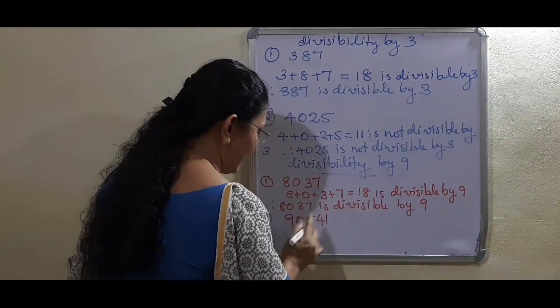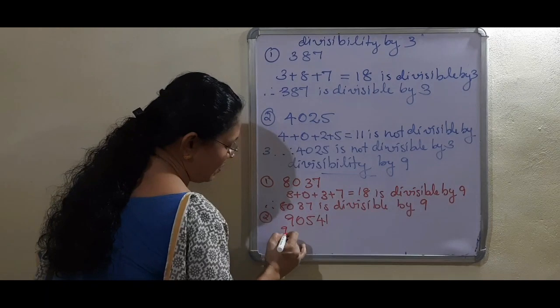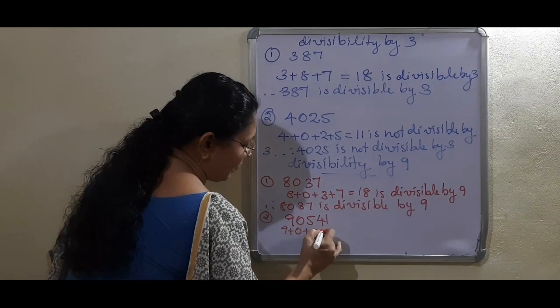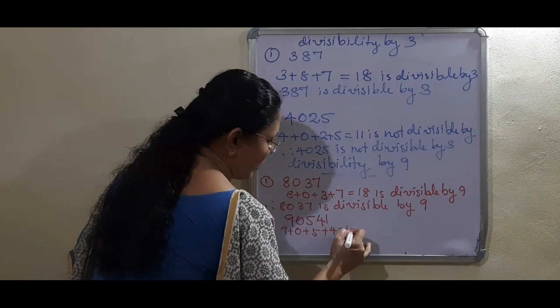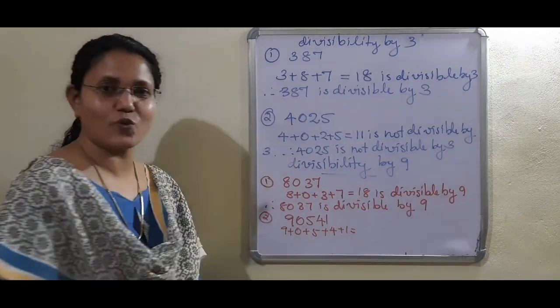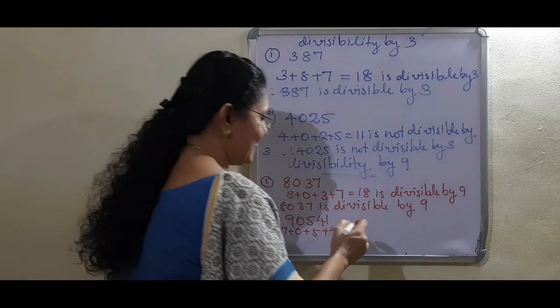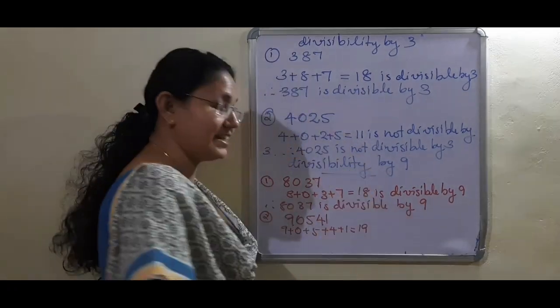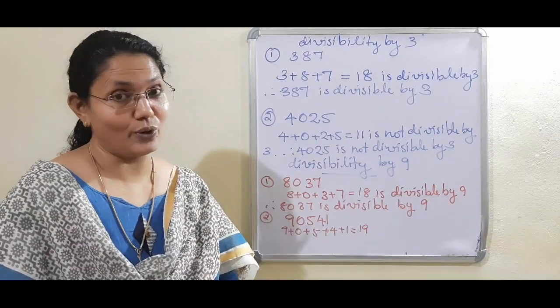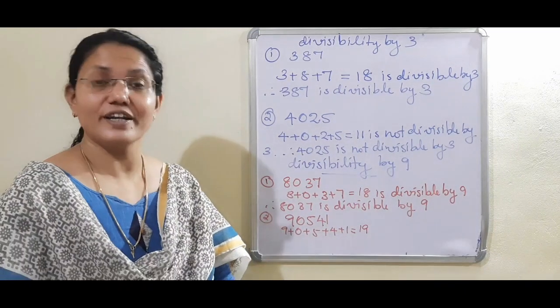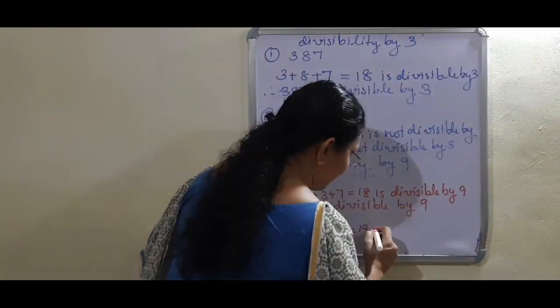First we can add the digits. That is 9 plus 0 plus 5 plus 4 plus 1. 9 plus 5 is 14. 14 plus 4, 18. 18 plus 1, 19. Here the sum is 19. Is it divisible by 9? No, it is not there in the multiples of 9. Therefore, it is not divisible by 9.